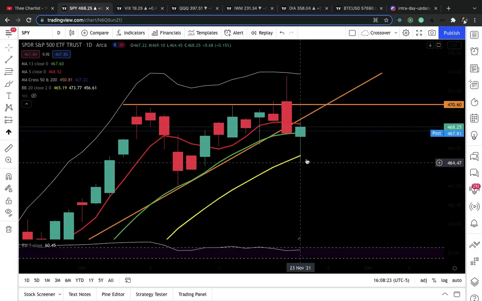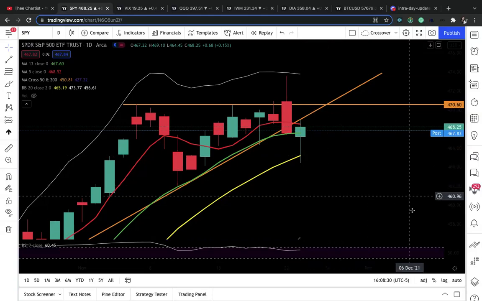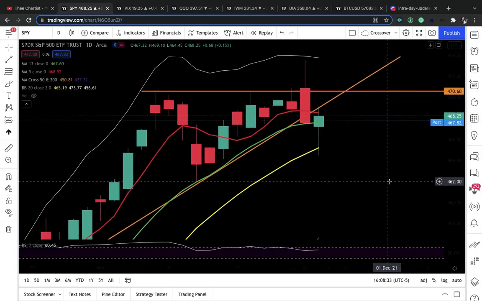Now if we lose this 20-day moving average, which is around 465, below 465, very bearish. We could see 463 and then down to 457.